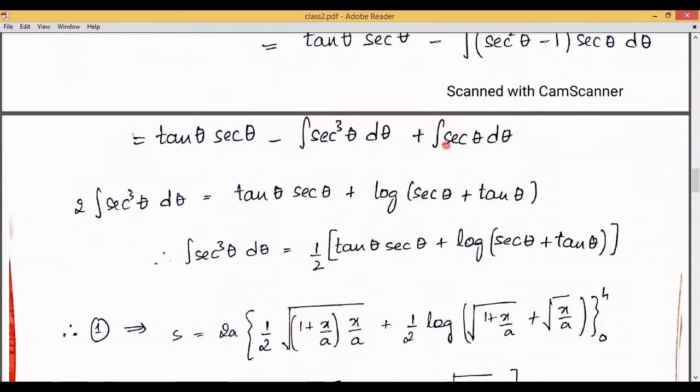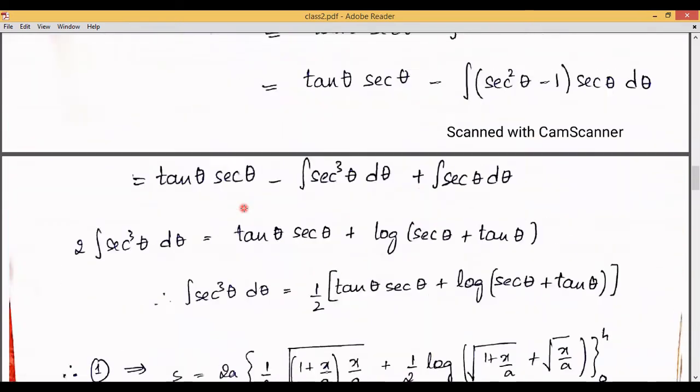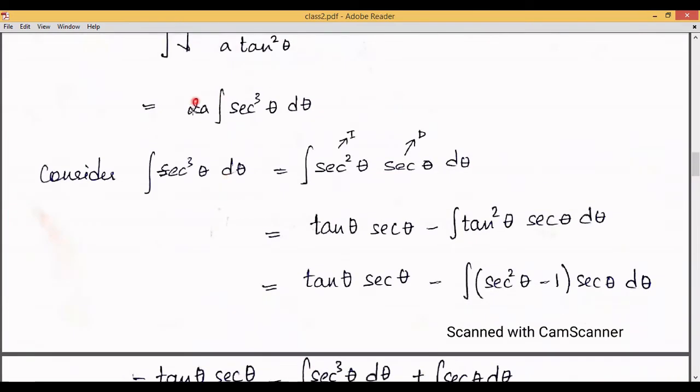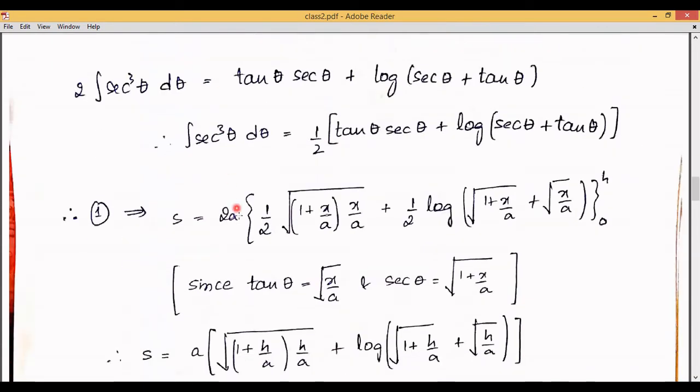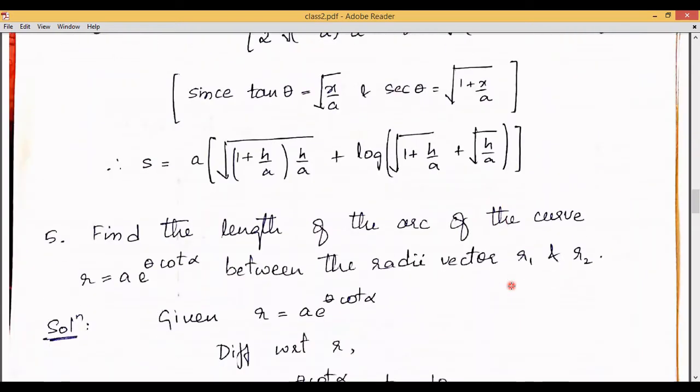Okay. So here I've substituted all these things and there is 2a here, because of this term 2a. And I'm integrating this between the limits 0 and h. I'm applying the limits here. So when you apply the limits, it will look like this, as the lower limit is 0. And this is all about the second problem of today's class.